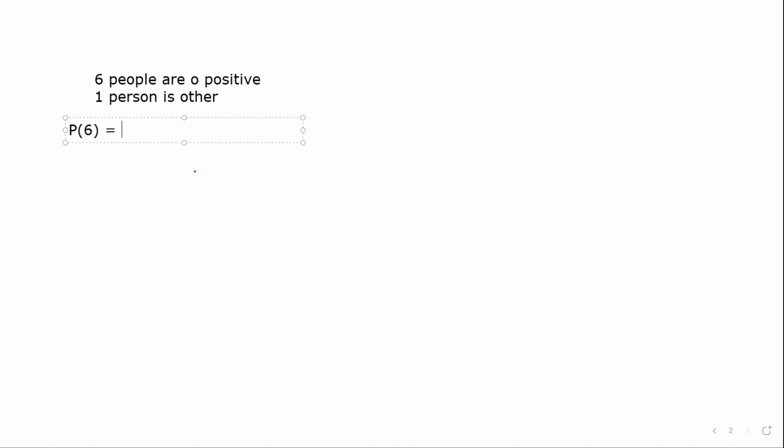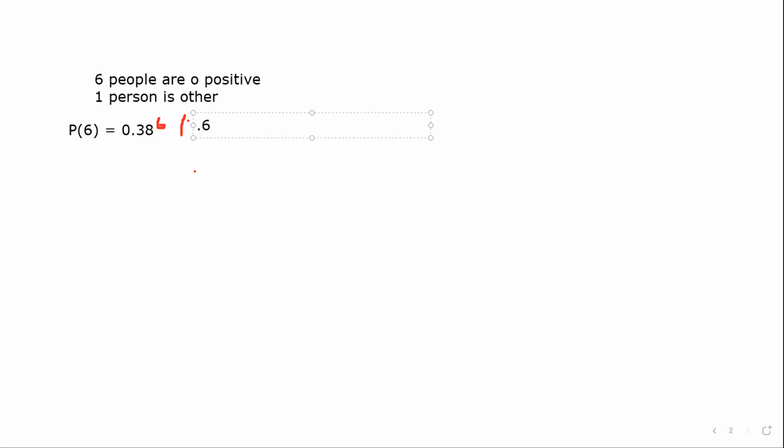Remember, that's our 0.38. And there's six of those, right? So I'm going to have six people here that are all positive, and I have one person who's not, right? So I'm going to multiply this to the power of six, and then you multiply it by the probability that it's something else. Probability that we're something else is times 0.62.